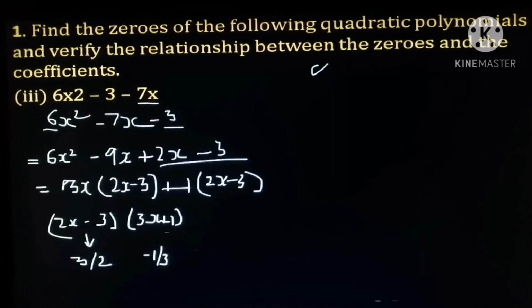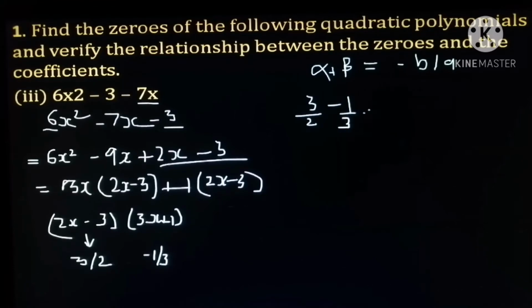Now let's verify the relation of alpha plus beta. So alpha plus beta is equal to negative b upon a. This implies that 3 by 2 minus 1 by 3 should be equal to negative b by a. So negative b is negative of negative 7, and your a is 6. So the answer should be negative of negative 7 by 6.